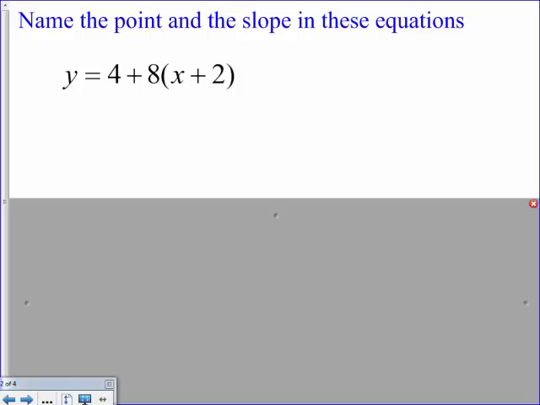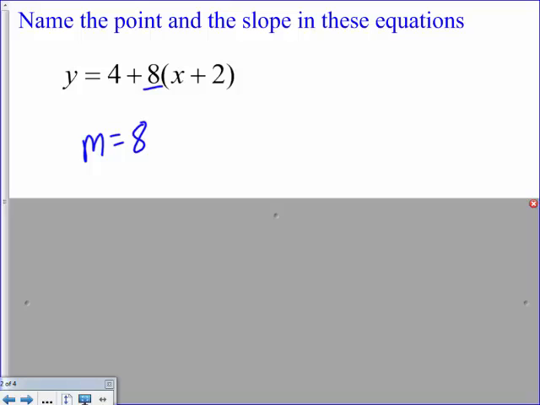So let's look at a couple equations in point-slope form and write what the point and the slope is. So in this case, I have y equals 4 plus 8 times x plus 2. I'll write my point-slope form over here in a sec, but what would the slope be? What would my m equal? Yeah, it's the number that's in front of what's being multiplied to the x term. So 8 should be my slope.